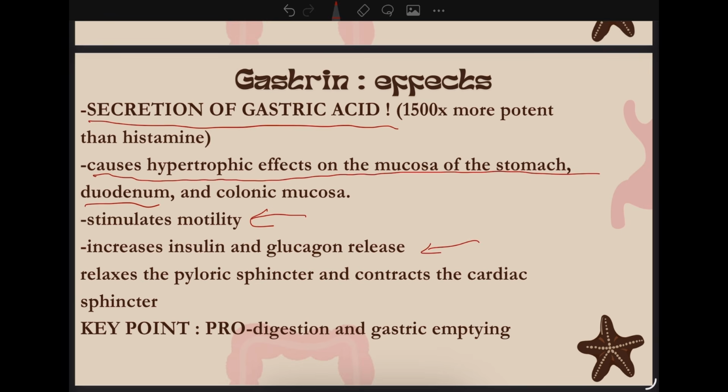Increases insulin and glucagon release. This is not very important. And relaxes the pyloric sphincter and contracts the cardiac sphincter. It makes sense when you think that it wants to empty the stomach, so it will relax what?